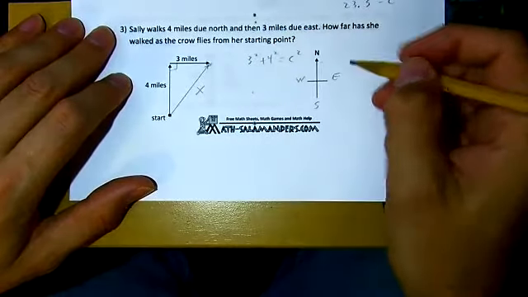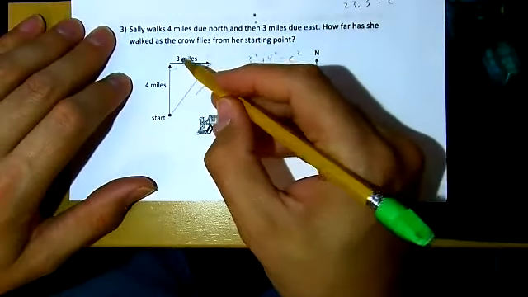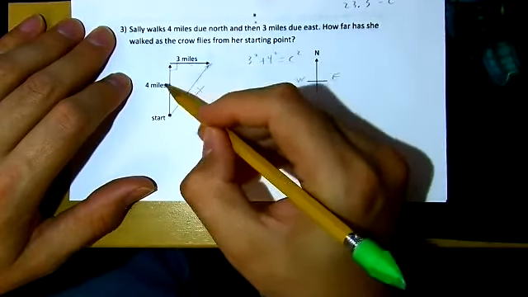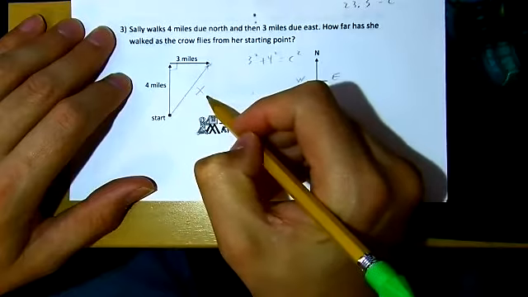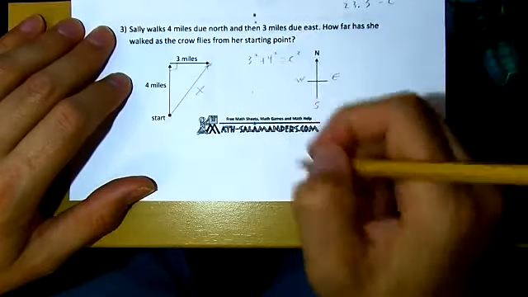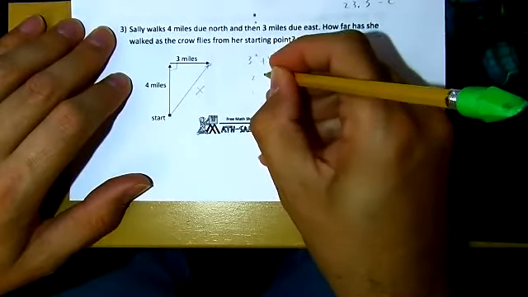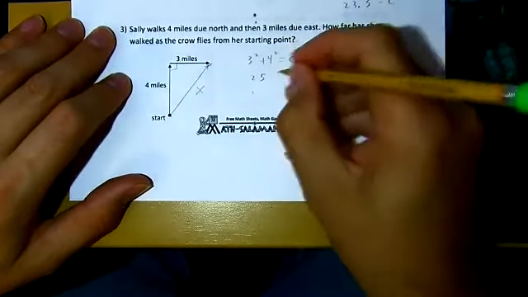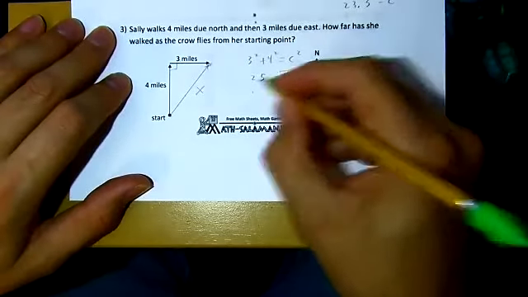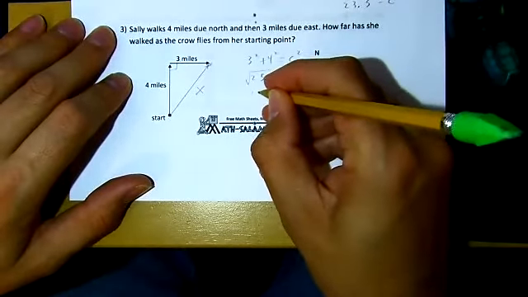If you haven't already noticed, you should have solved this the easy way: this is a 3, this is a 4, this is going to be a 5. But I'm going to solve it for you anyway. Punch that in the calculator, you get 25. Last step, take the square root of 25, you get 5.